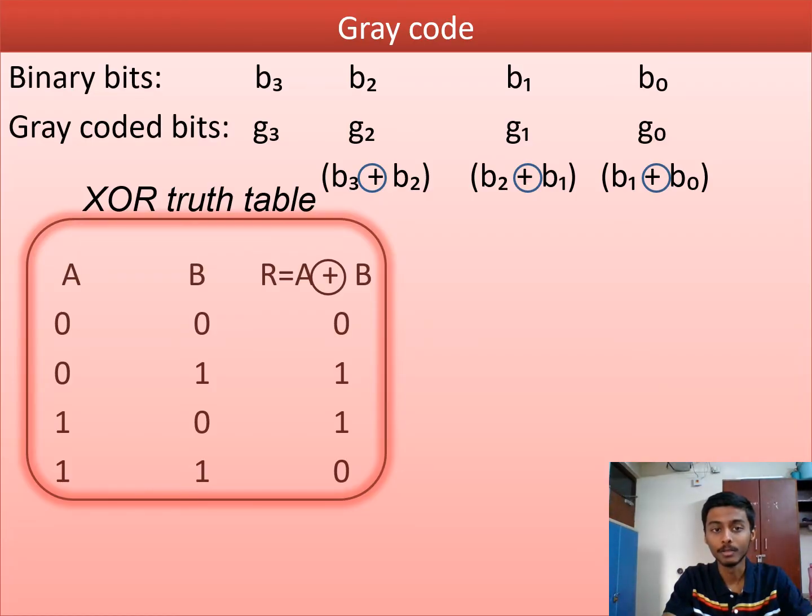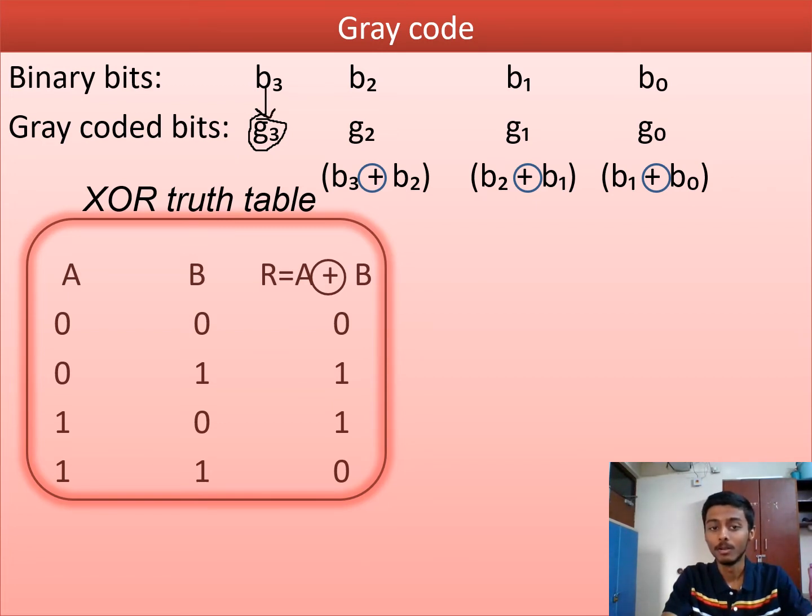Now moving further, Gray code. How to represent a binary code into its equivalent Gray code? We have a binary number and its binary bits. These are its binary bits, B3, B2, B1 and B0. To represent it in Gray code, the MSB of the Gray code will be the same as the MSB of the binary code, that is, B3 would be the same as G3.